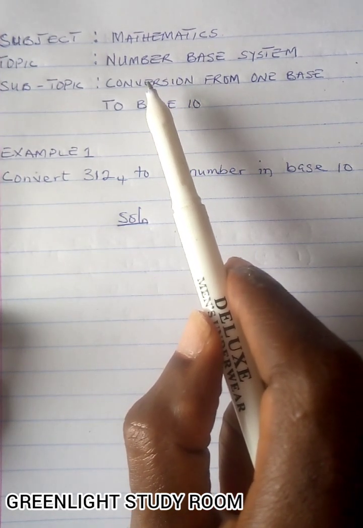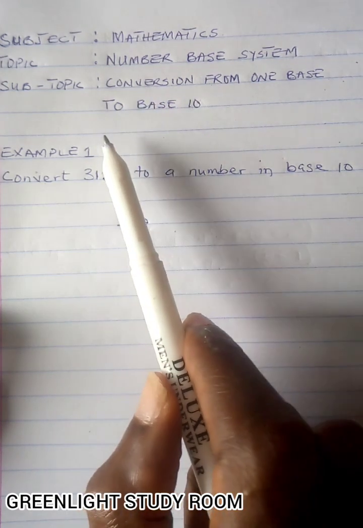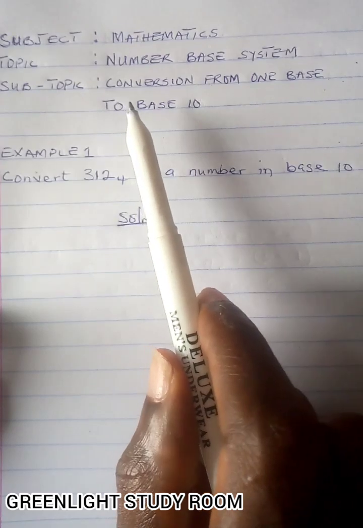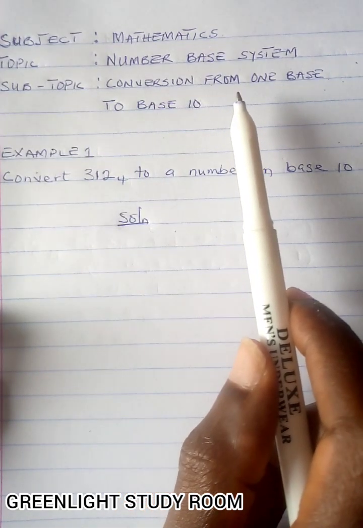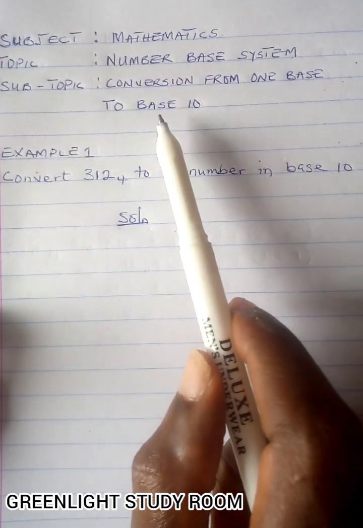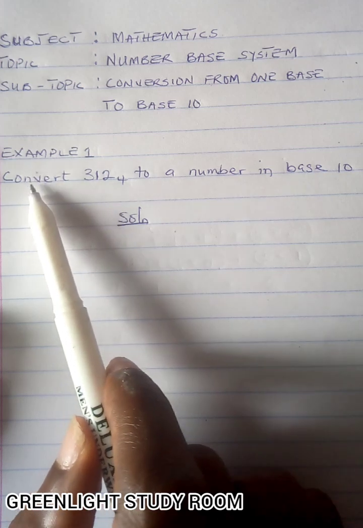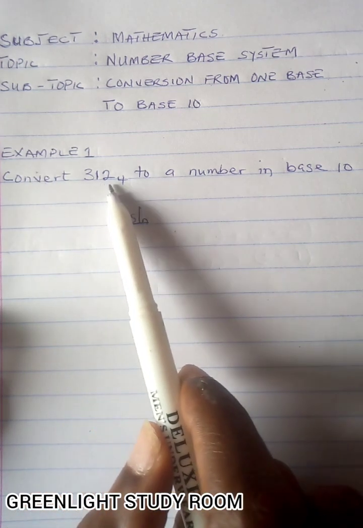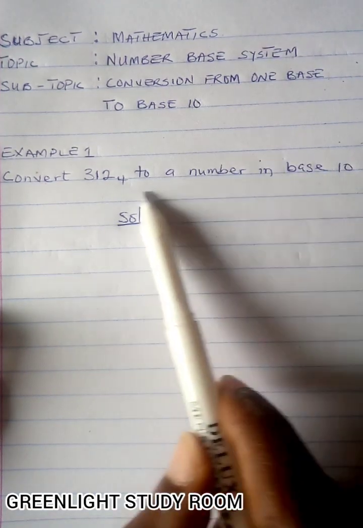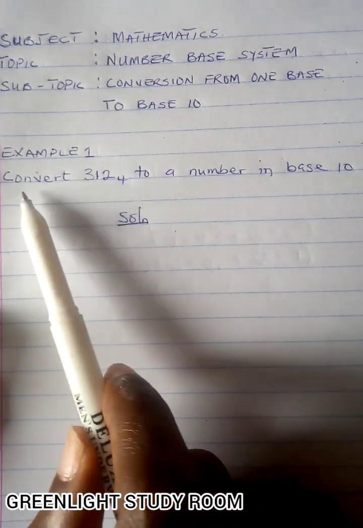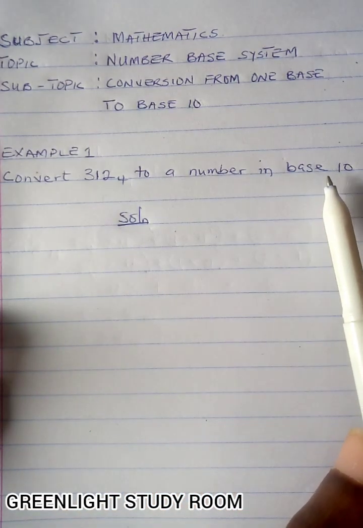Now today we want to continue that study. We'll be looking at how to convert numbers from other bases, either base 2, base 3, base 4, to a number in base 10. And we have an example here. The example says convert 312 in base 4 to a number in base 10. So we'll be converting 312 in base 4 to a number in base 10, and this is how to do it.